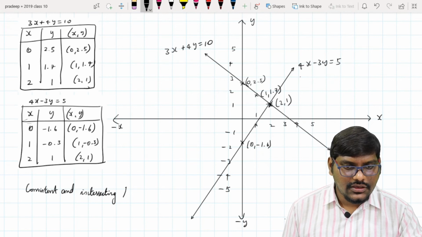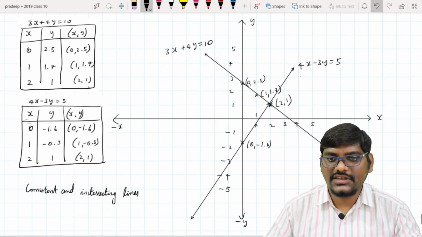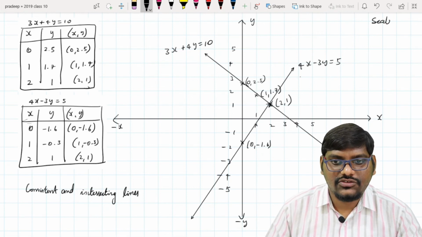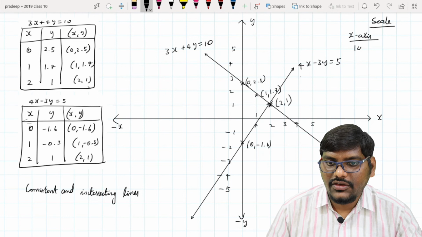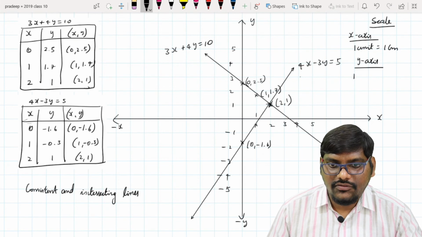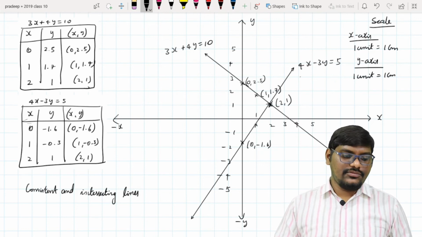Okay, all right. So very important thing I forgot to include here, that is scale. Scale is very important, we should not miss scale. In x-axis we have taken 1 centimeter, or you can say 1 unit equal to 1 centimeter. In the same way, y-axis we have taken 1 unit equal to 1 centimeter. Okay, so this is all about this question.